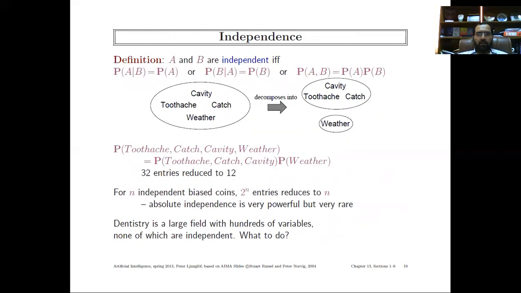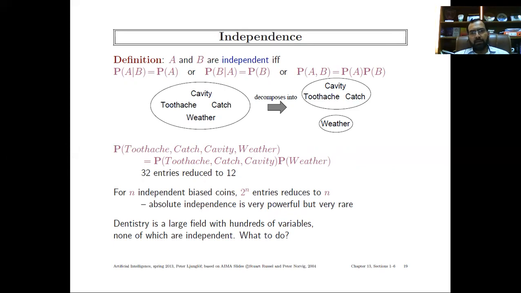Therefore, we talk here about the concept of independence. What is meant by independence? Definition: A and B are independent if and only if, when the probability of A given B is equal to the probability of A, it means it is independent. Or the probability of B given A is the same as the probability of B, it means it is independent. Or the probability of A, B is equal to the probability of A multiplied by the probability of B. If these scenarios hold, then it is clear that A and B are independent.